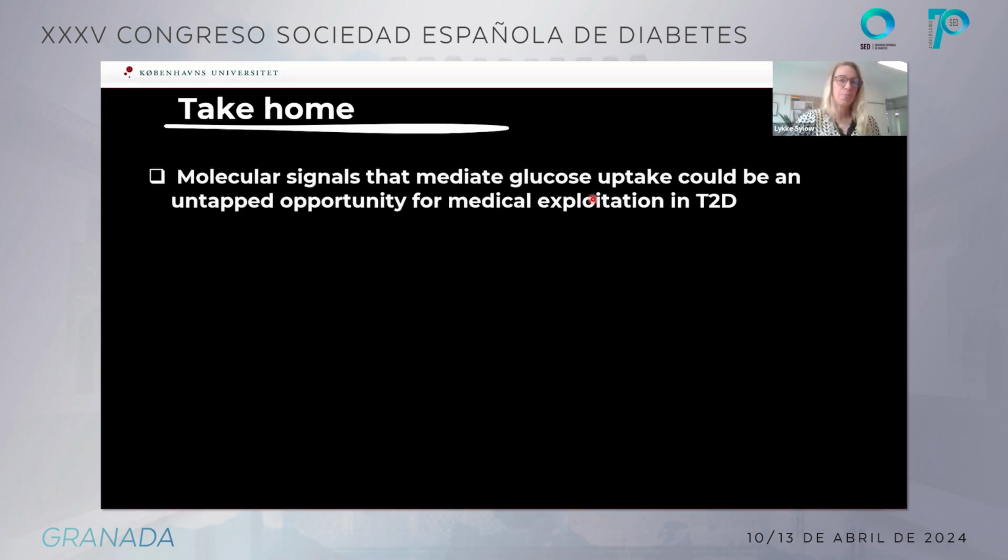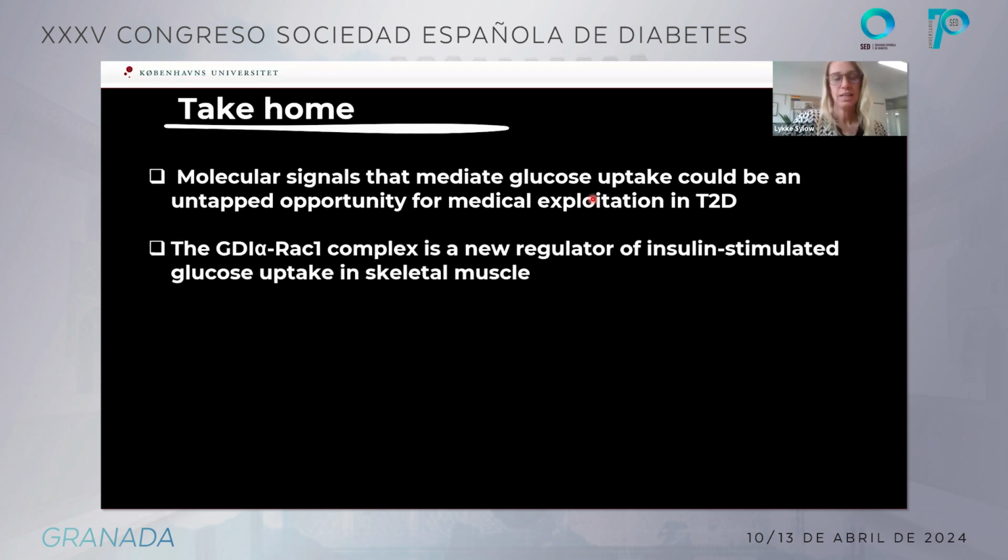All right, so with that, I just have 3 take-home messages based on this talk and the findings we have. The first one is that I think these molecular signals that mediate glucose uptake in skeletal muscle are really exciting and uncharted territory, where there's an untapped opportunity for medical exploitation in type 2 diabetes. If we could get the glucose in there, I think that would help the condition much. And we have recently discovered that the GDI alpha RAC1 complex is a new regulator of insulin-stimulated glucose uptake in skeletal muscle.